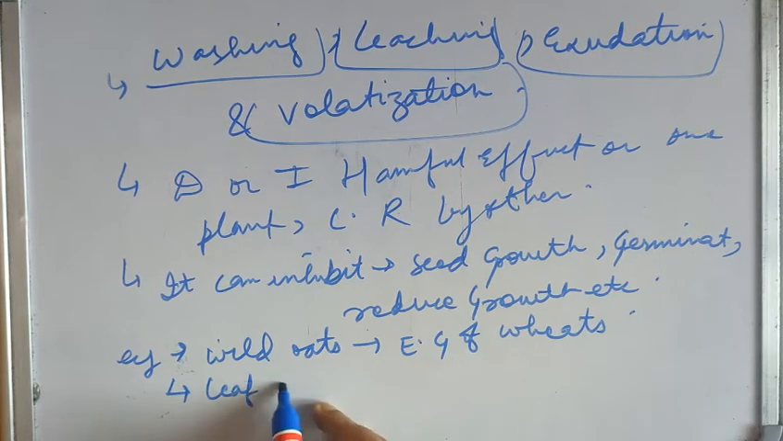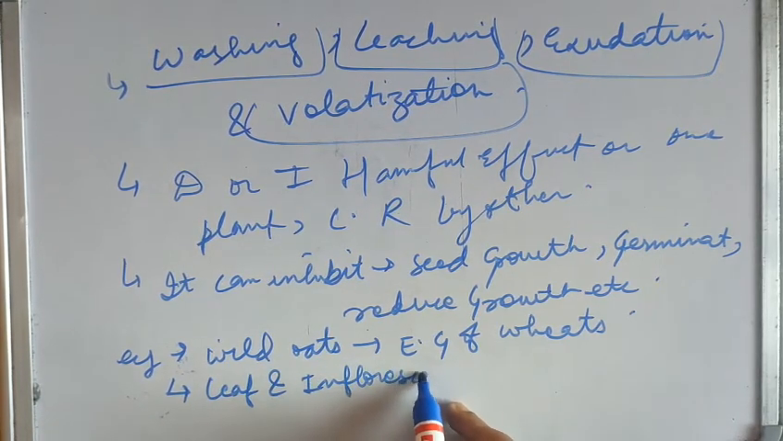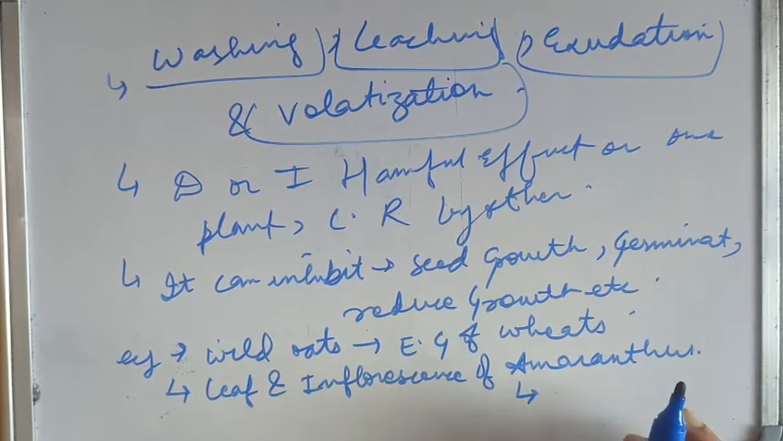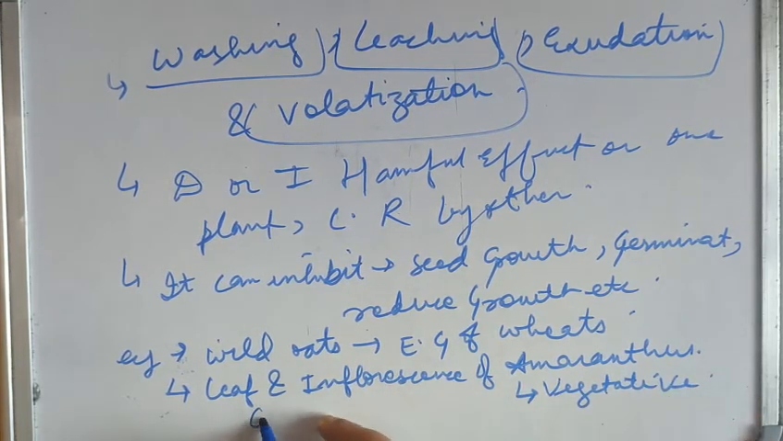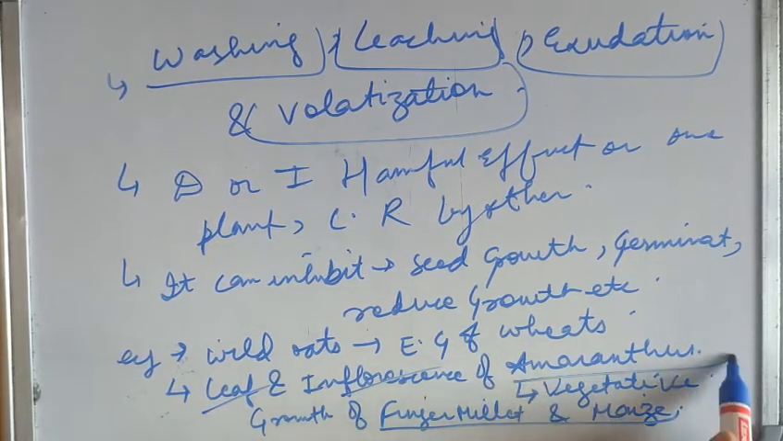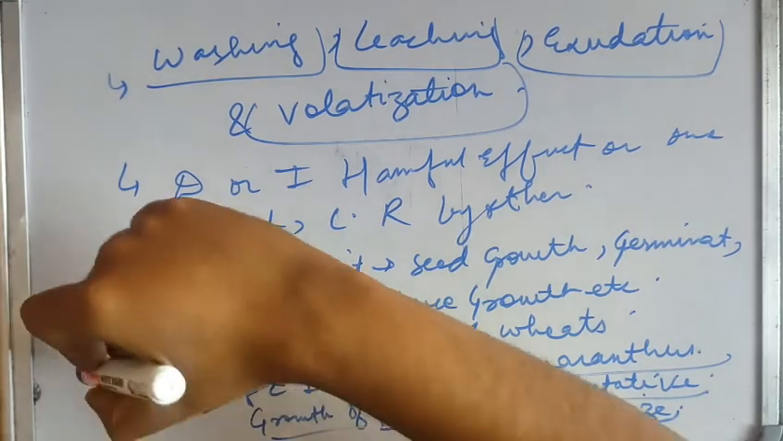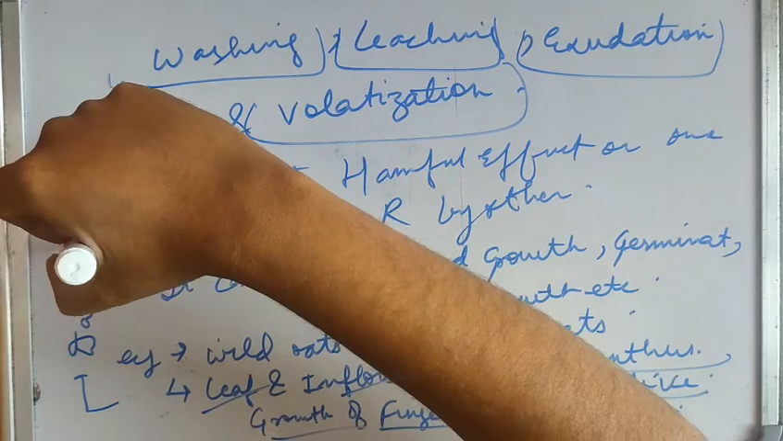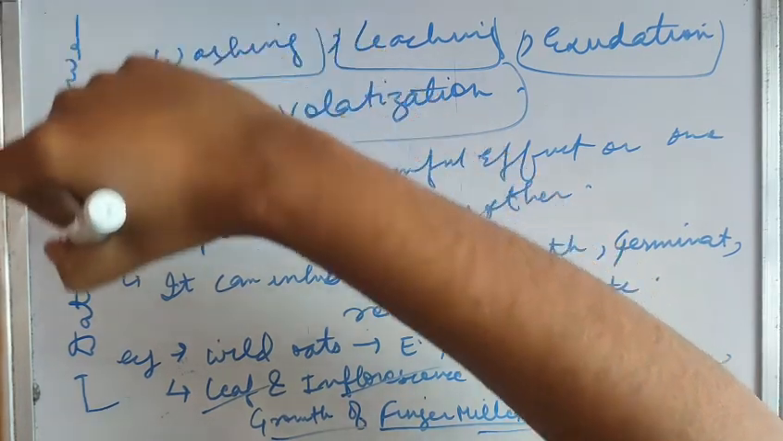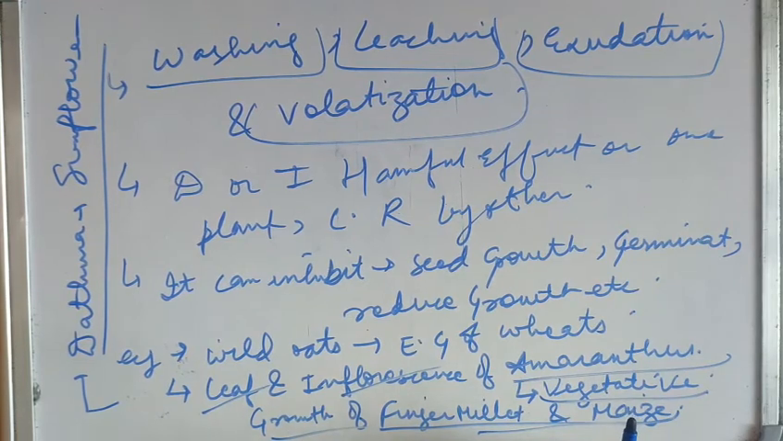The leaves and inflorescence of amaranthus affect the vegetative growth of finger millet and maize. Dhatura is one more example you can give. It affects the germination and growth of sunflower. So this is what allelopathic effect is.